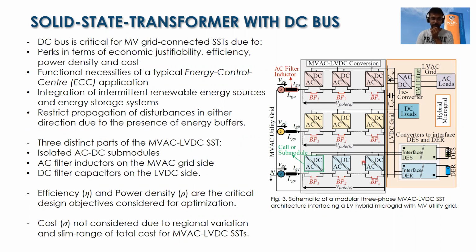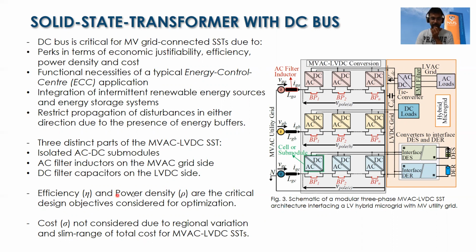The three distinct parts of the medium voltage AC low voltage DC SST are the cell or the AC/DC submodule, the AC filter inductor, and the DC capacitor. However, the DC capacitors are mostly film capacitors these days, which are very uniform in efficiency and power density. So these are usually not considered for optimization, and the fixed model can be used for them.